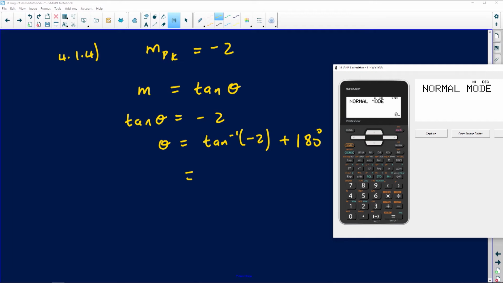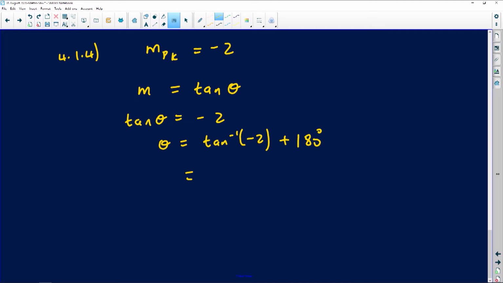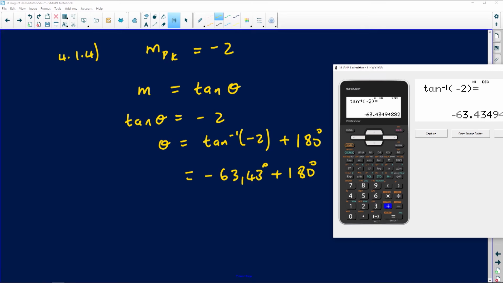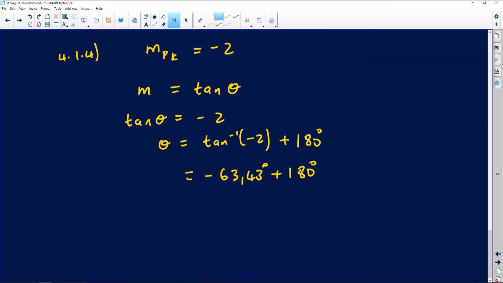So you're going to press second function, then tan, open bracket, -2, close bracket. When you press the equals sign, you always get a negative angle. I'm getting -63.43. Let me write that down so that we add some information in your mind. -63.43 degrees must be added to 180 degrees, and you end up with an answer of 116.57 degrees. That is the angle that you're getting.